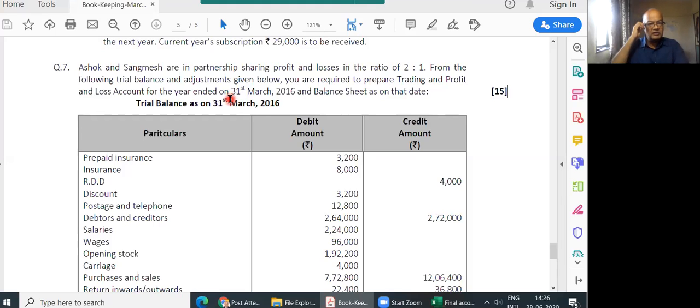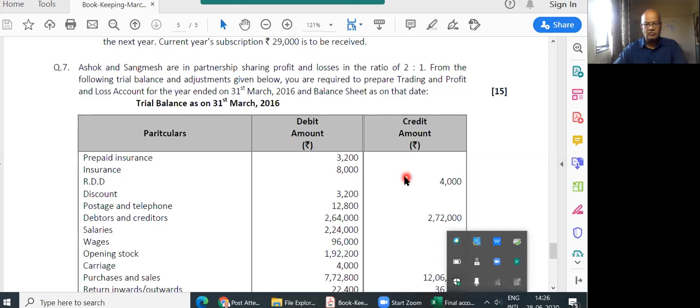We are completed with all the sums solved in our textbook. Now we are taking up revision. In the revision, we are doing past year question papers. Today we will be taking up the 2019 final account sum. Ashok and Sanmesh are partners sharing profit and losses in the ratio of 2:1. From the following trial balance and adjustments given below, you are required to prepare the final accounts.